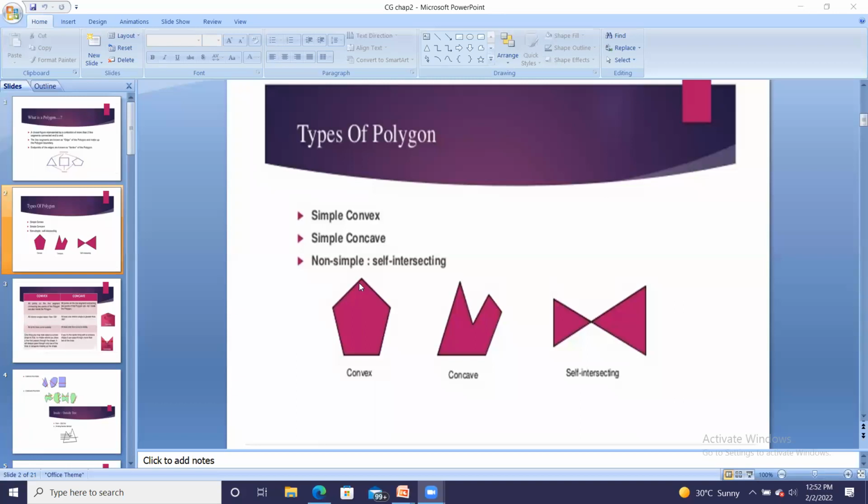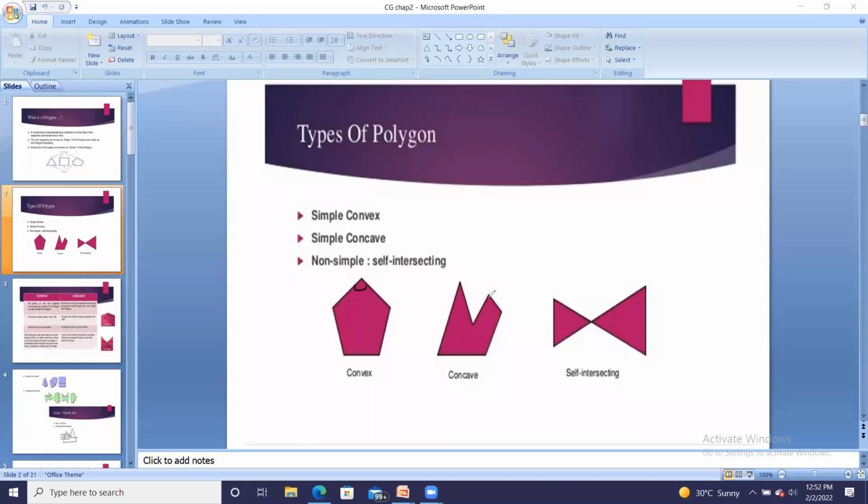Obviously the interior angle here, the interior angle of any two edges is less than 180, then we are going to call it a simple convex polygon. So this is the example of a convex polygon, simple convex. If this angle exceeds 180 degrees, then it is considered as concave.